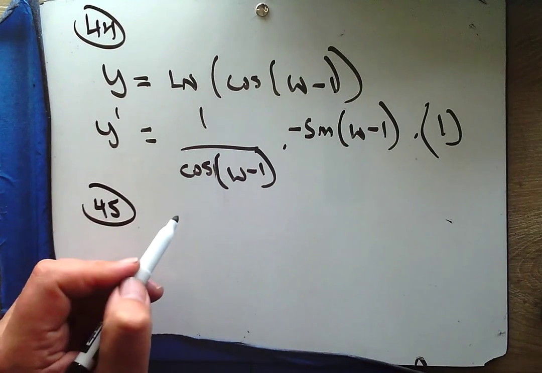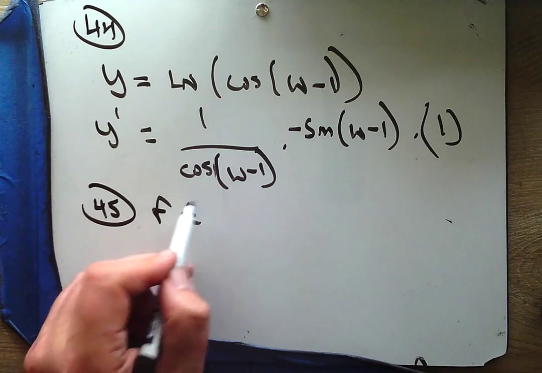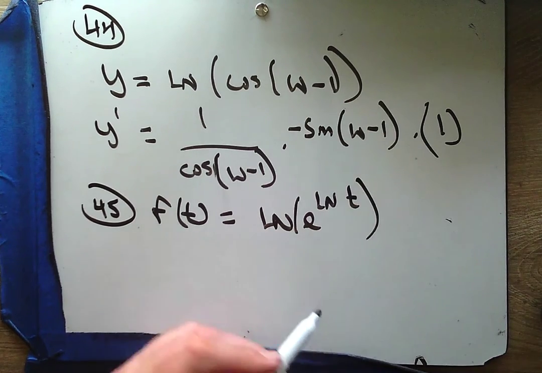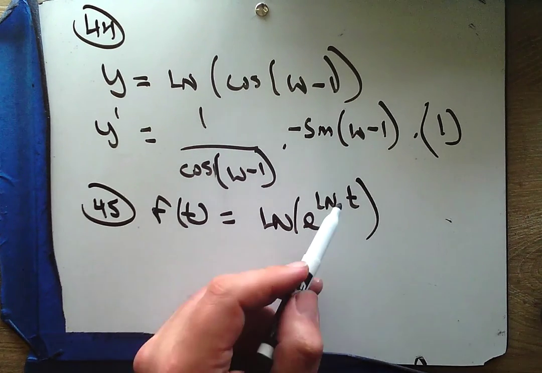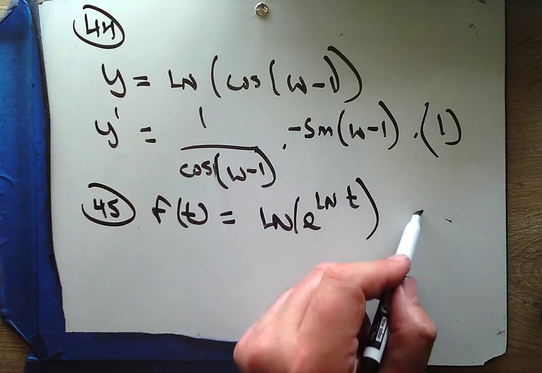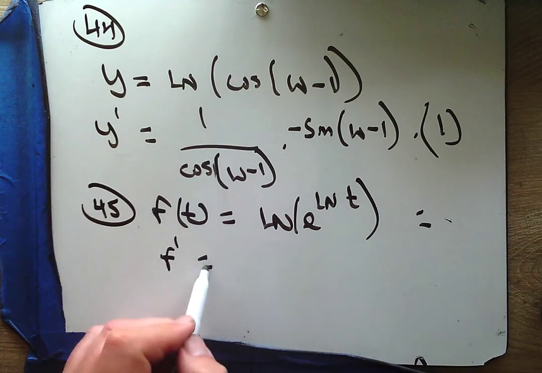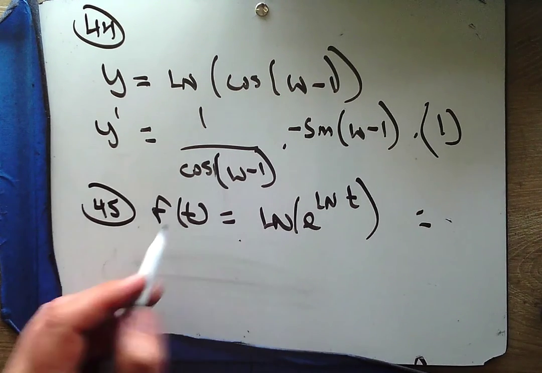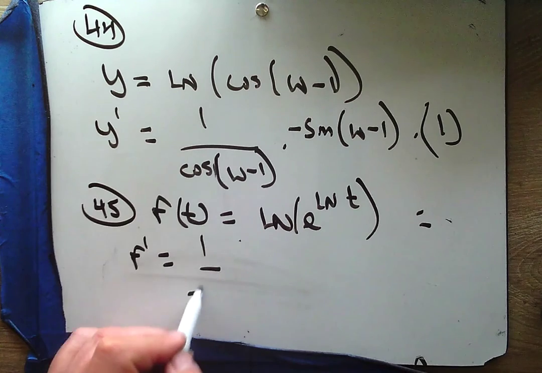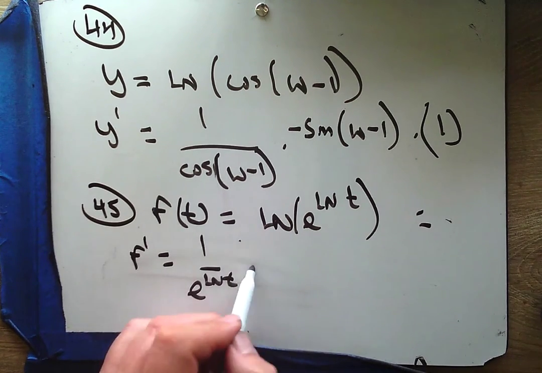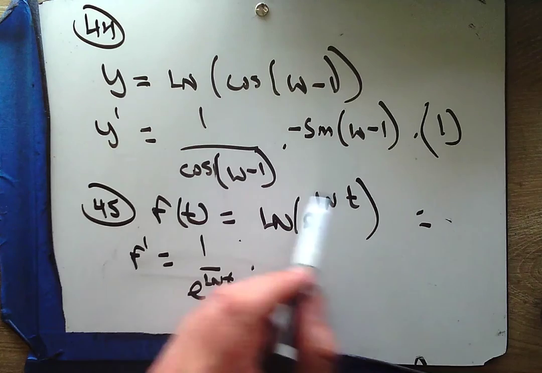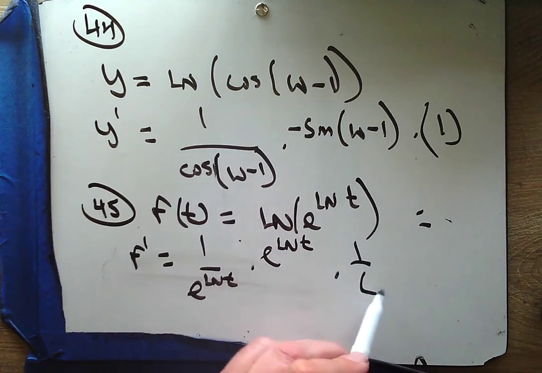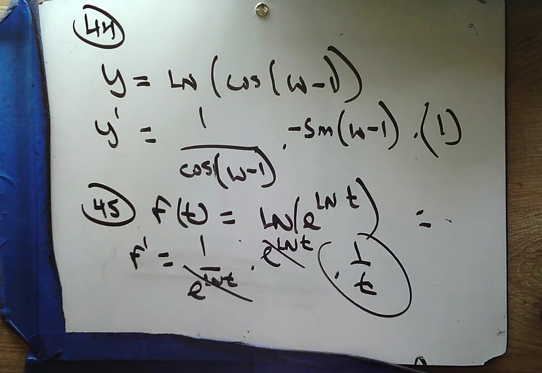45, f of t equals the ln e to the ln of t. All right, well, these should cancel and give me ln of t, and so I should then have f prime equals 1 over t. But let's try it the long way. Derivative of ln is 1 over stuff times the derivative of this inside thing times the derivative of this. Oh, yeah, that works.